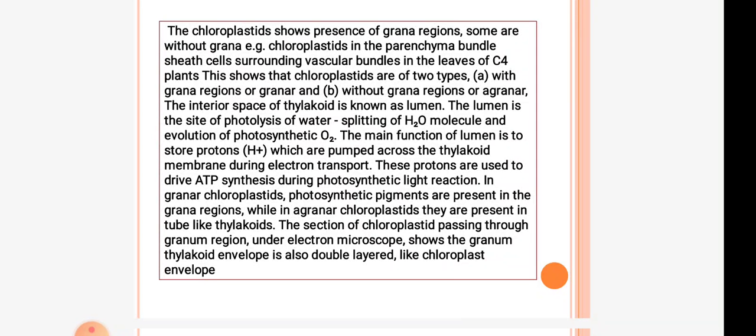In granar chloroplastids, photosynthetic pigments are present in granar region. In agranar chloroplastids, they are present in tube-like thylakoid structures. The section of chloroplastid passing through granum region under electron microscope shows the granum thylakoid envelope is double layered like chloroplast envelope.